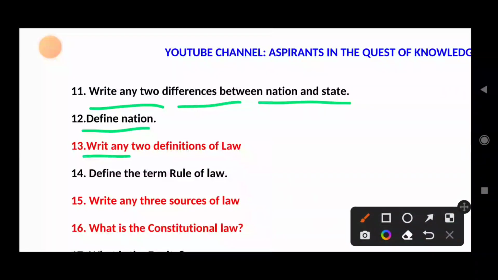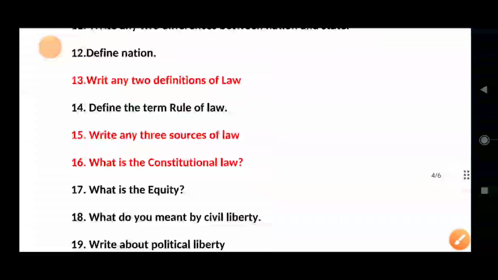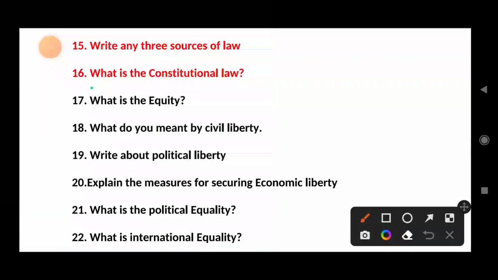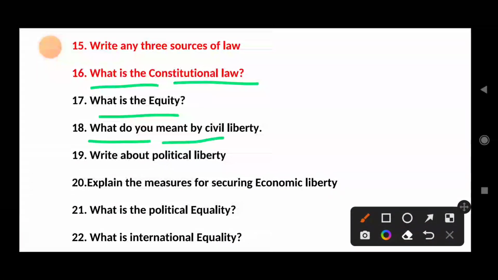Define nation. Write definitions of law. Define the term rule of law. Write 3 sources of law. Sources of law is very important. It may be asked even in long, 10 marks, 5 marks or 2 marks. What is constitution of law? What is equity? What do you mean by civil liberty? Write about political liberty. These will be covered in the types of liberty. So if you learn the 5 marks question, these are all covered.